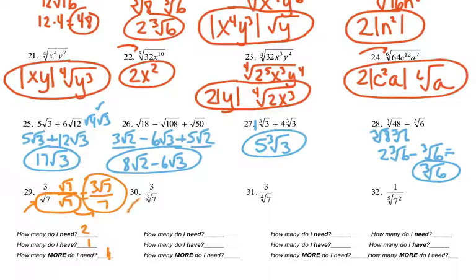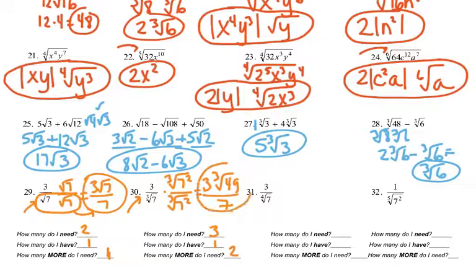If it's a cube root here, that means I need 3 7s, and I only have 1. So how many more do I need? Right, I need 2. So I'm going to multiply top and bottom by the cube root of 7 squared. This gives me in the top the cube root of 49, and in the bottom now I have 7, because cube root of 7 times the cube root of 7 squared is the cube root of 7 cubed, which is 7. No need to multiply that out.